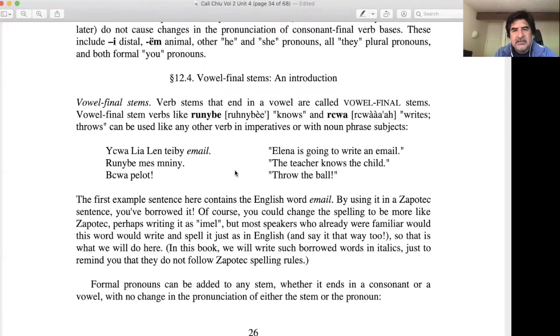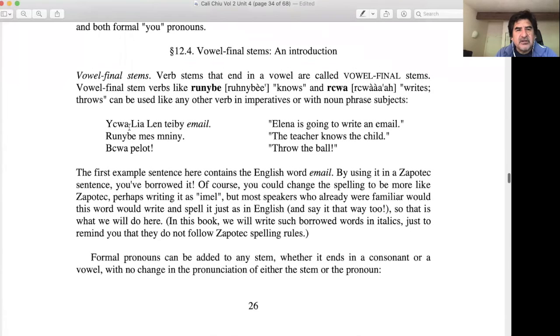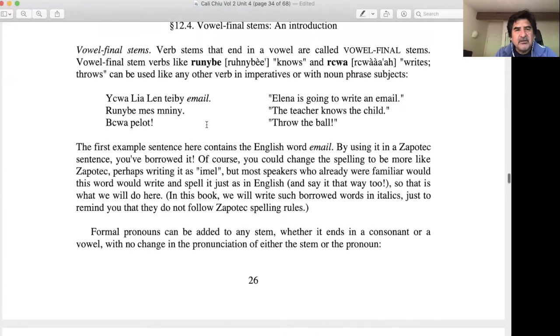So Elena is going to write an email. We said that qua has several meanings, and one of them is to write. So the way we use it is qua Elena, the email. And as you guys can see, email is a borrowed word from English. So whenever you see italics, it means that we borrowed that word, so you don't have to worry about how to spell it, okay?